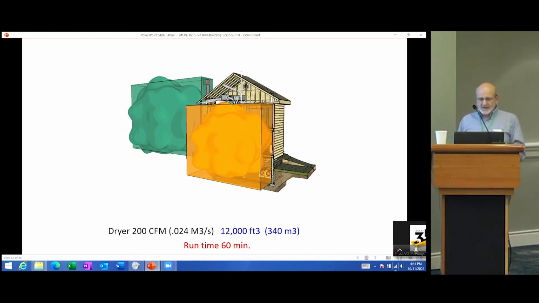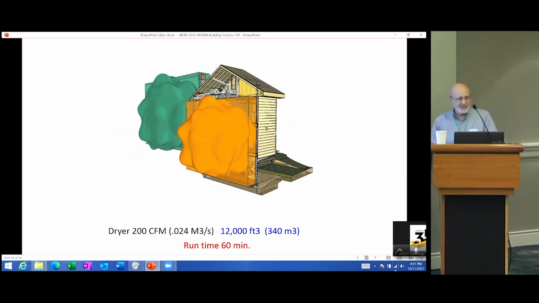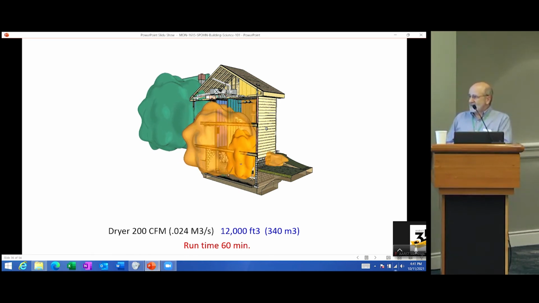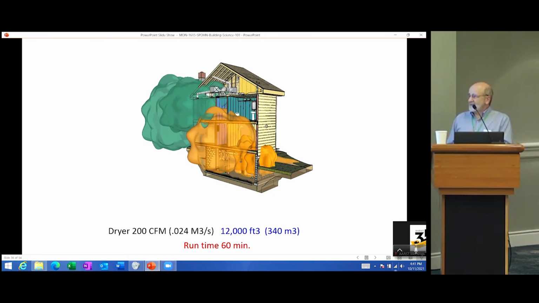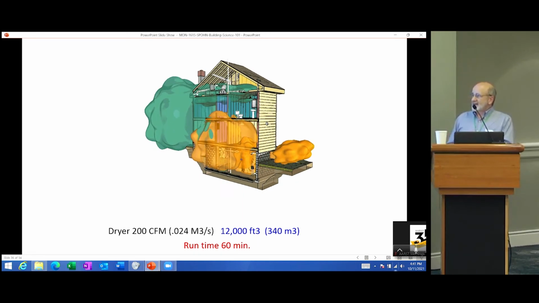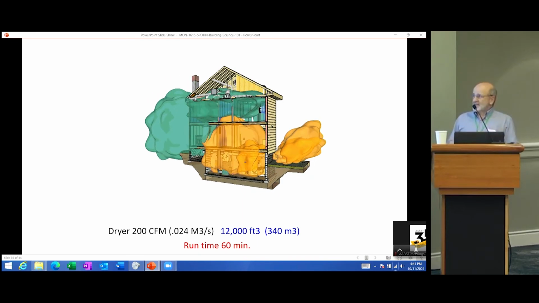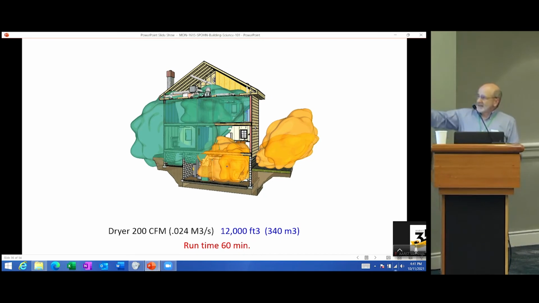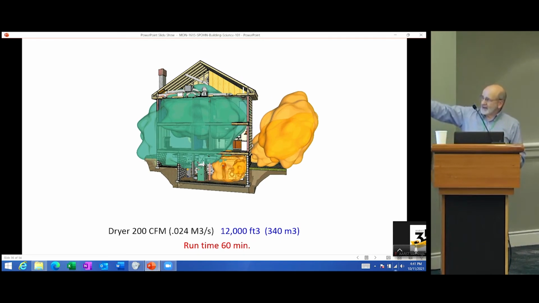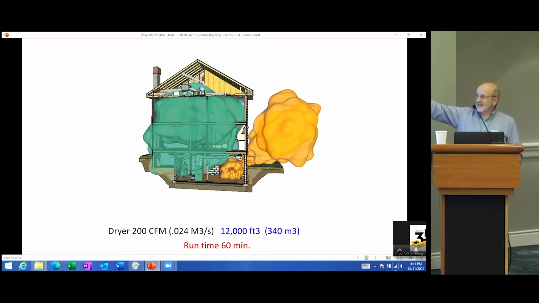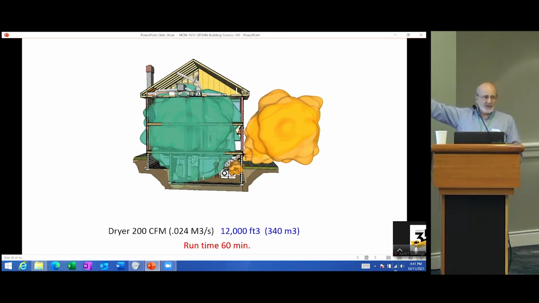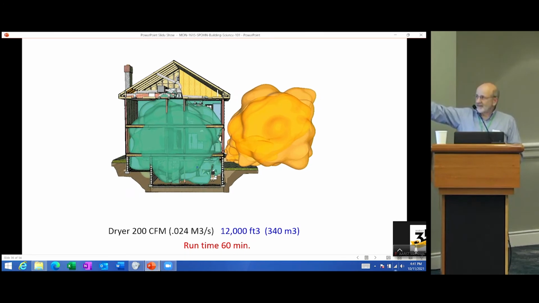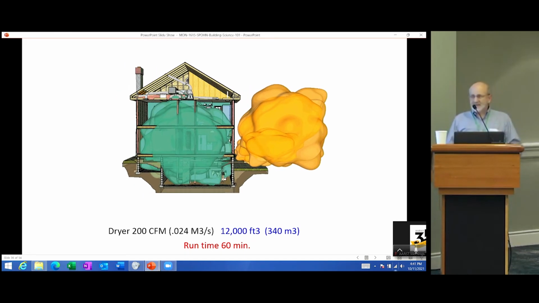Now this is running a clothes dryer, which typically runs for quite a bit longer. So it's running 60 minutes at 200 CFM. That's 12,000 cubic feet. And just to give you an idea of how that can depressurize the structure and move in outdoor air. And the orange air is the indoor air that you had in there that was conditioned, and now you're pulling in the green air, which is the outdoor air, which was not conditioned, and now you have to spend energy conditioning that.